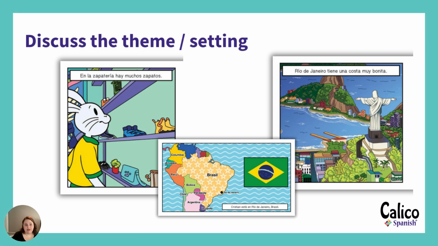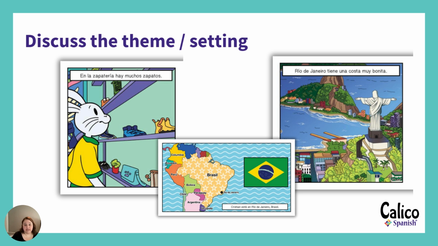The next thing that we recommend is discussing the theme and the setting. So in this comic, like I mentioned earlier, it does take place in a shoe store, in a zapateria. So one of the things that you could do is ask learners to brainstorm what are some zapaterias that they are familiar with. You could think of Nike, Foot Locker, shoe department. Depending on where you live, you might also have some local zapaterias.